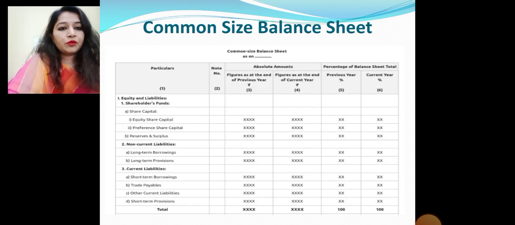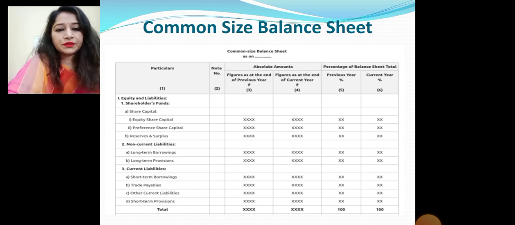And this is the pro forma of common size balance sheet. Particulars, note, absolute amount previous year, third column, fourth column figure of current year, fifth column previous year percentage, and sixth column current year percentage. And these are the particulars, like equity and liabilities.